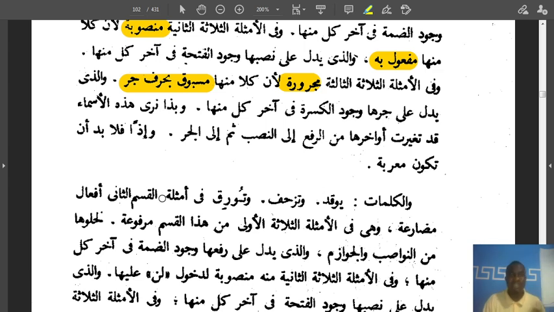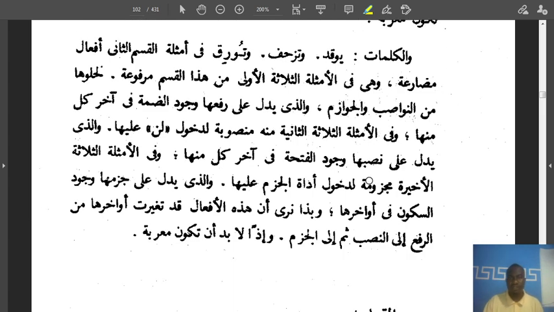They've had three changes. وإذن فلا بد أن تكون معربة. And so these nouns are mu'rab. These nouns are declinable nouns. They change, they accept changes. Okay, let's come to the verbs.